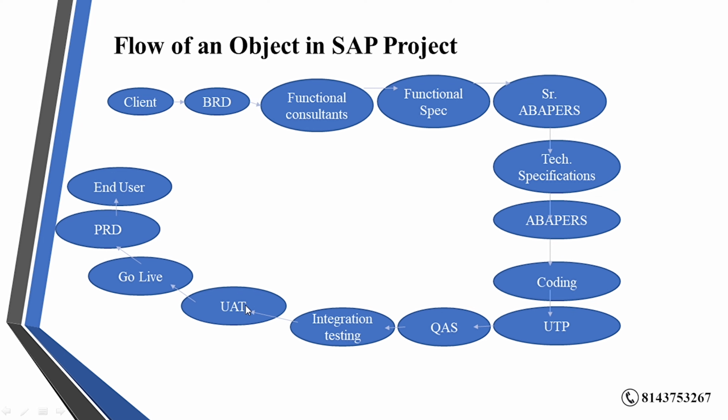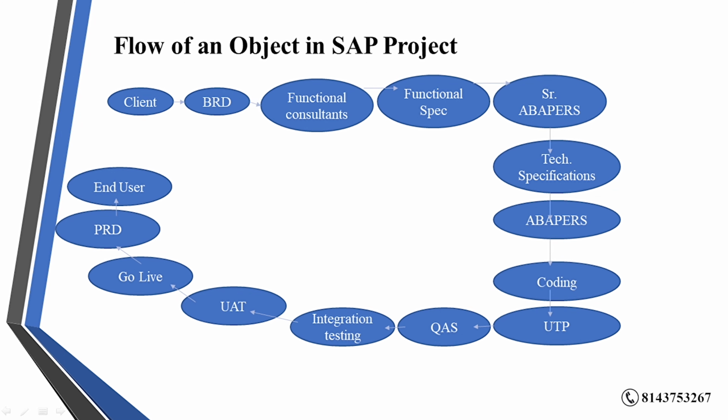So once the user accepts the requirement, that means they have reached the business process they are expecting, then it will go live, that is, in production. PRD means production. Okay. Then the end user will utilize the functionality. So this is the life cycle of an SAP project. In this life cycle, ABAPers play a key role because they design all the development and they will be the base for all the requirements.